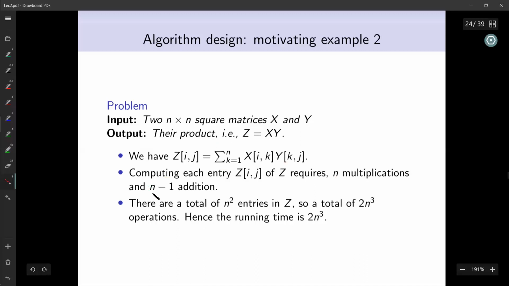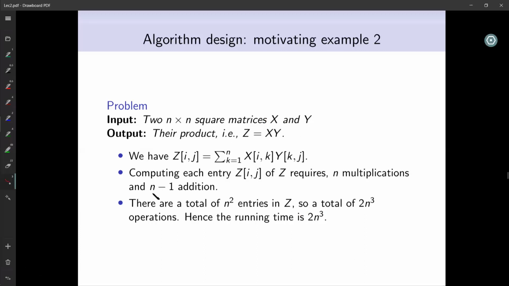There are a total of n square entries in Z, so a total of 2 n cube operations. I'm taking this n minus 1 as n, otherwise this is slightly less than this. So overall running time is at most 2 n cube. Again, this has been there since matrices were introduced some 200 years ago. Now the question is, can we do better? Can we do it with a smaller number of operations? Each matrix has n square entries, so n square is the minimum number of operations, but n cube is sufficient up to a constant multiple. Can we reduce it further?